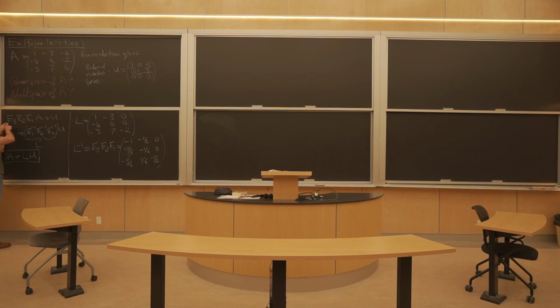So you see, if I want to send all these to that side, because matrix multiplication is not commutative, the order matters. I need to first peel off this layer, and then this layer, and then this layer. That's why first I'm seeing E3 inverse, and then E2 inverse, and then E1 inverse, instead of the other way around. And then I call this product of 3 matrices L, and so A equals L times U.